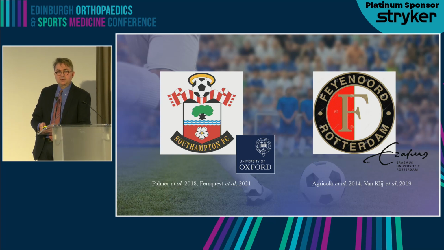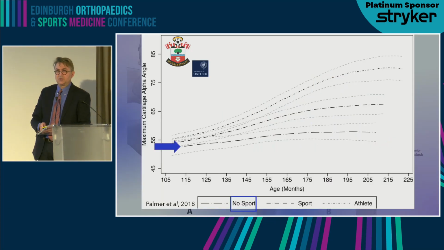And these are the only 2 large prospective cohort studies in sport on the CAM or primary CAM morphology development by the Southampton-Oxford collaboration, Anthony Palmer and Scott Fernquest, and the Feyenoord Erasmus University partnership, Rintje Agricola and Pim van Klaai, who published wonderful cross-sectional but also prospective cohort publications on the work they've done. And I'll focus only on the Oxford study for now.